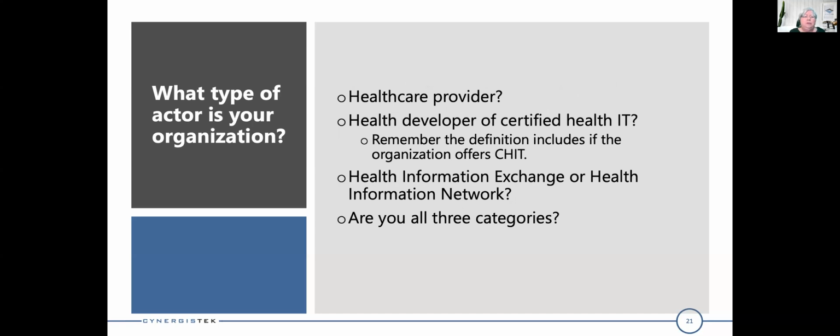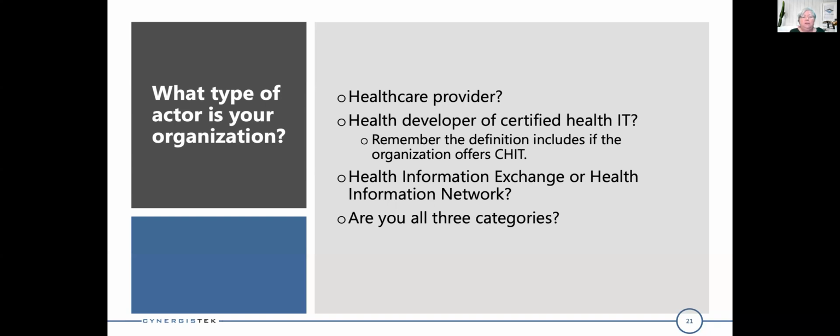What type of actor is your organization? Well, likely you're a provider if you're on this call, but you might be a certified health IT developer. But I reiterate, and I can't emphasize this strongly enough, I always hear people talk about this in terms of patients and providers, but as a provider, you might fit the definition of another type of actor.